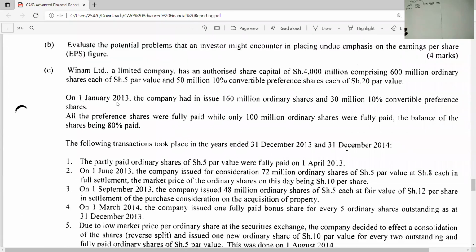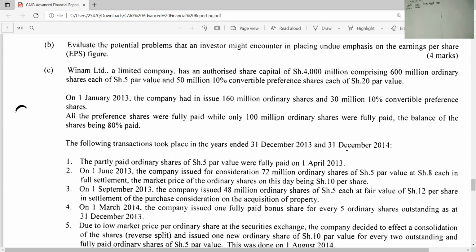On 1st January 2013, the company had in issue. So it was issuing 160, not 100. It's 160. So on 1st January 2013, the company had in issue 160 ordinary shares and 30 million 10% convertible preference shares. But now what about these 160 ordinary? They said all preference shares were fully paid, while only 100 ordinary shares were fully paid. Only 100 were fully paid.